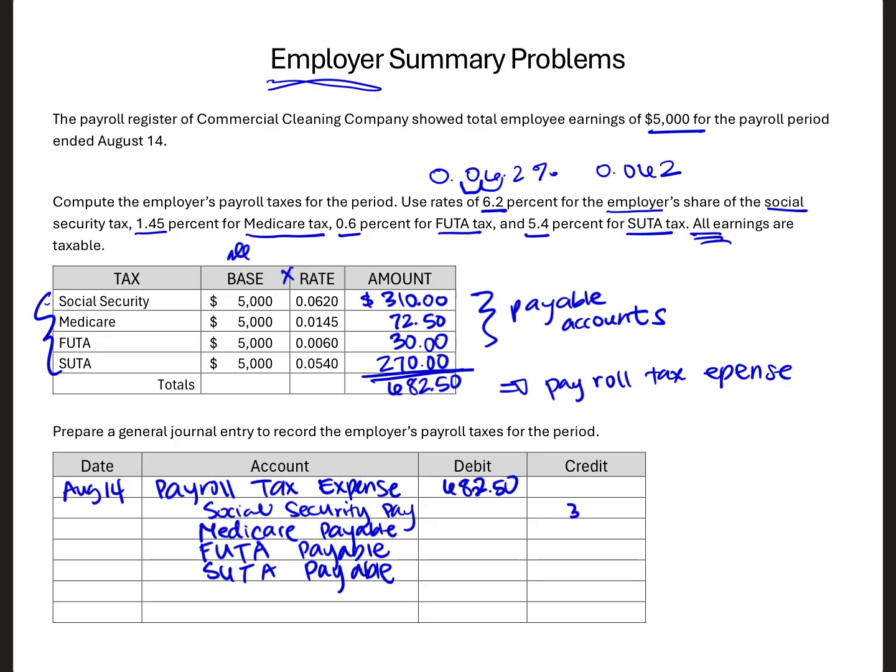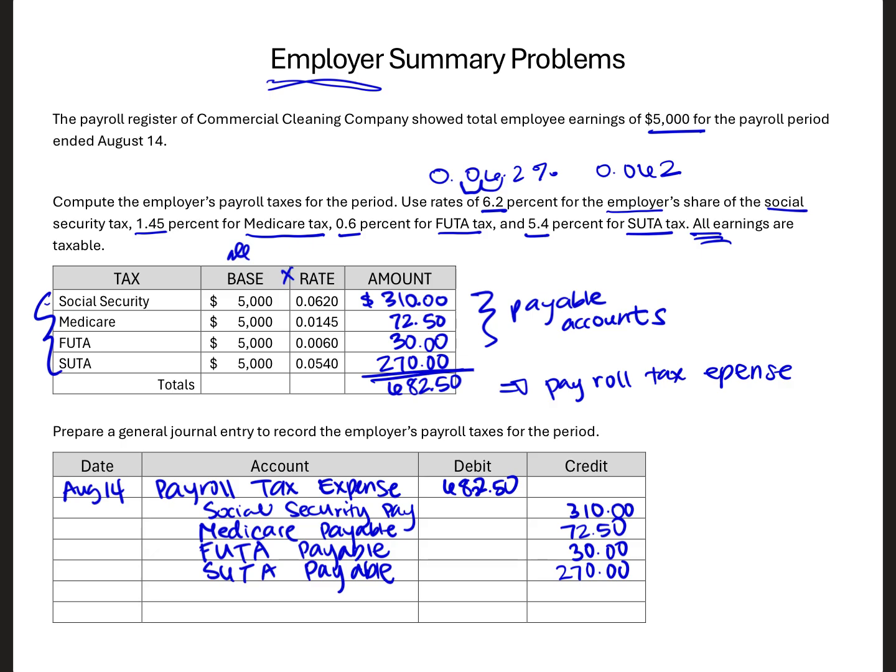So Social Security tax payable was $310. The next one was $72.50. Then our federal unemployment was $30. And finally, our state unemployment was $270. All right, and that should balance out our journal entry.